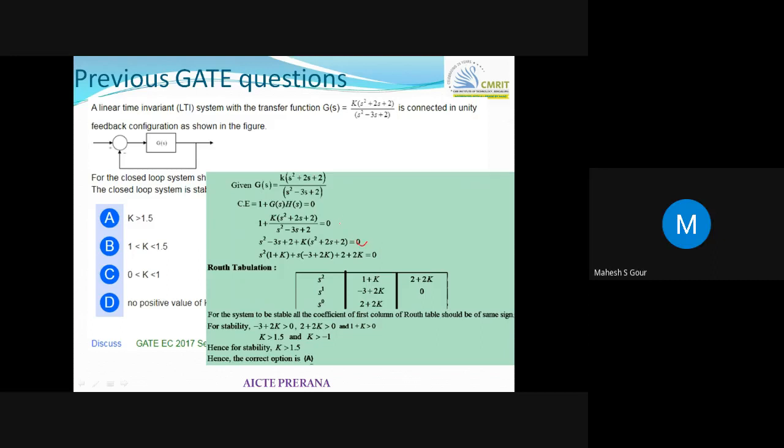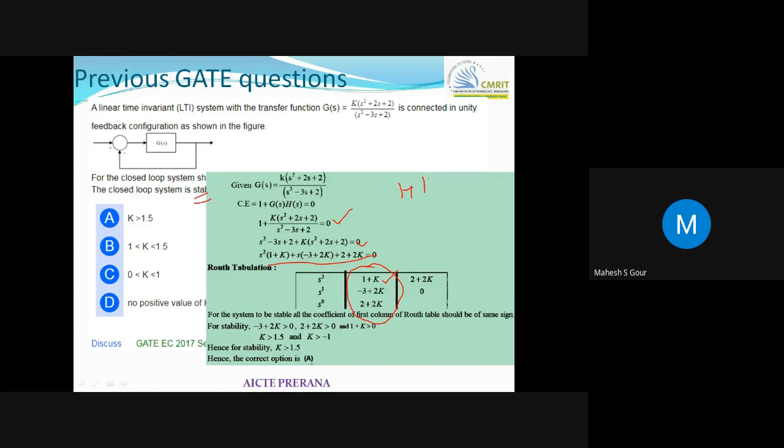So how are we going to solve? You will take the characteristic equation. Okay, you will get it like this. Correct? So put the Routh table, that is 1 plus k, and solve. So you will get three values. See, the whole first column should be greater than 0 in order to be stable. Correct?